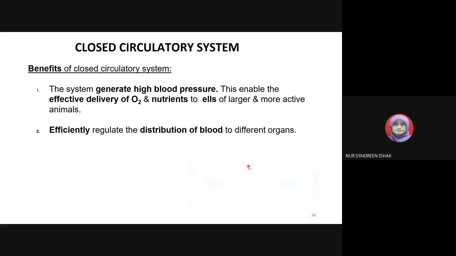So what is the benefit of having a closed circulatory system? The benefit of having a closed circulatory system is to generate high blood pressure. This enables the effective delivery of oxygen and nutrients to cells of larger and more active animals.